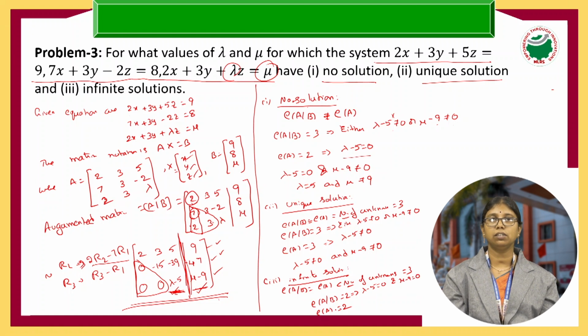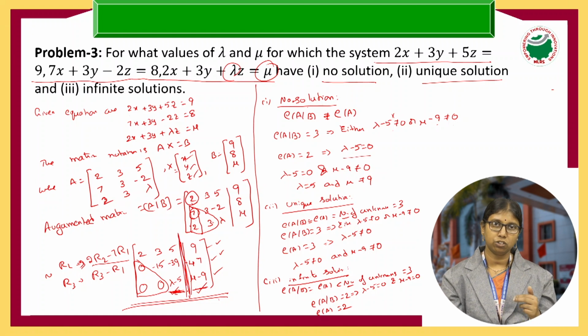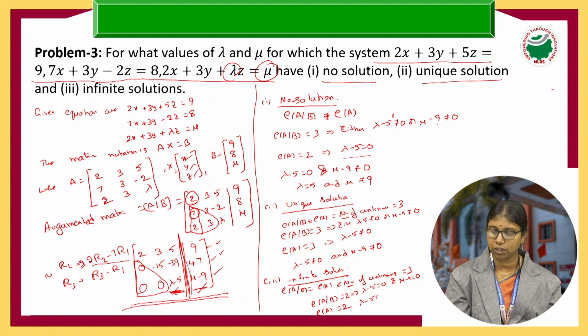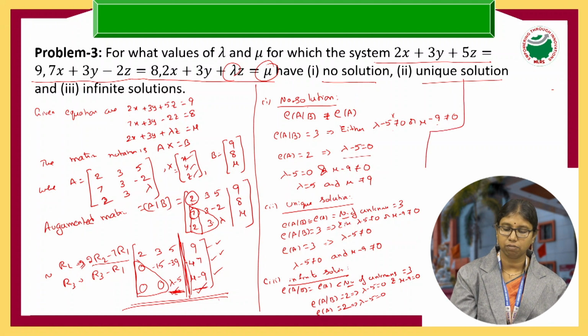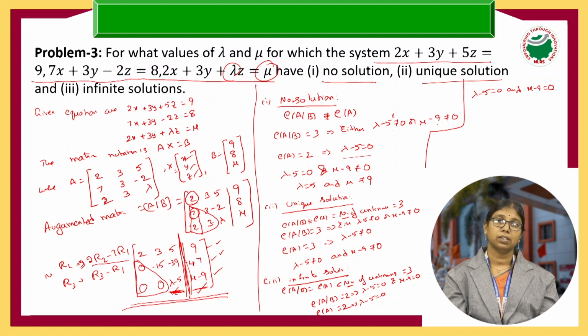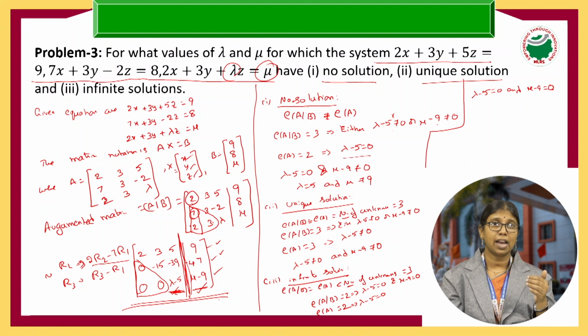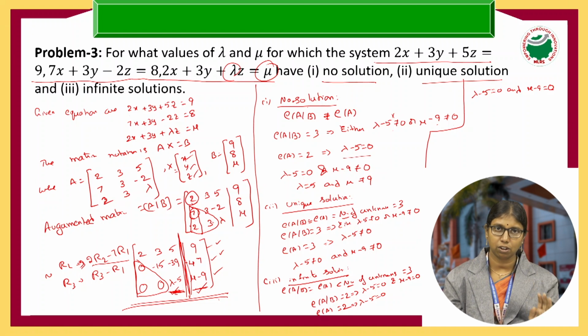Next, rank of A equal to 2. Rank of A means this part, only the 3 by 3 matrix. The rank is 2 means we need 2 non-zero rows. That means lambda minus 5 must be equal to 0. So on combining, we will get the infinite solution if lambda minus 5 equal to 0 and mu minus 9 equal to 0. Like that, you can calculate unknown parameters if the system has no solution, a unique solution or infinite solutions. So once again I'm repeating the procedure for the non-homogeneous system.